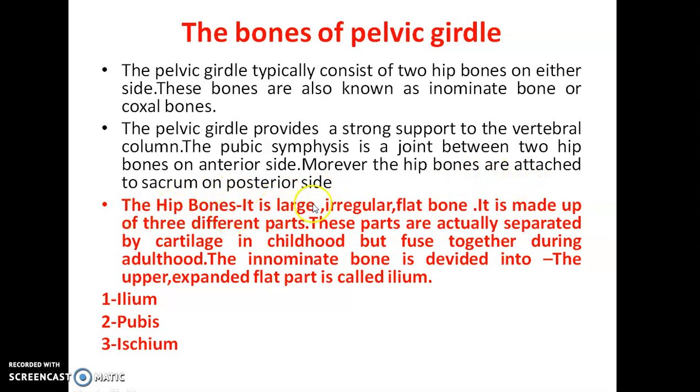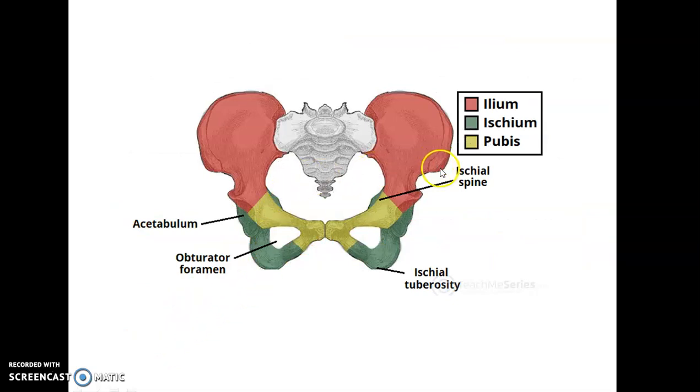The hip bones are large irregular flat bones. Each is made up of 3 different parts. These parts are actually separated by cartilage in childhood but fused together during adulthood. The innominate bone is divided into the upper expanded flat part called the ilium. It is divided into 3 parts: ilium, pubis and ischium. This is the ilium. Red is denoted as the ilium, green as the ischium and yellow as the pubis.